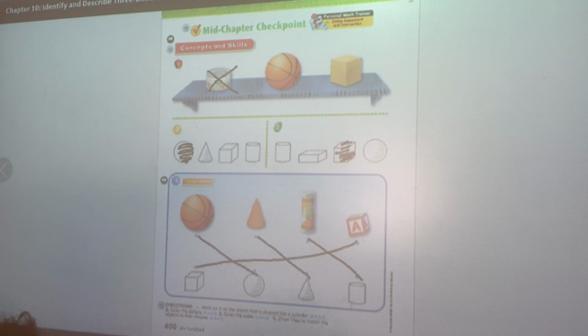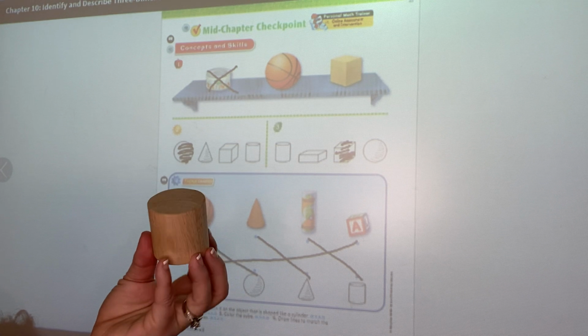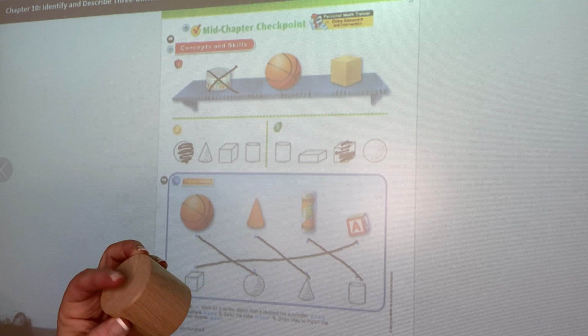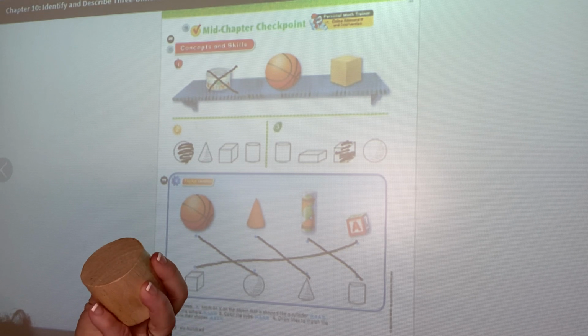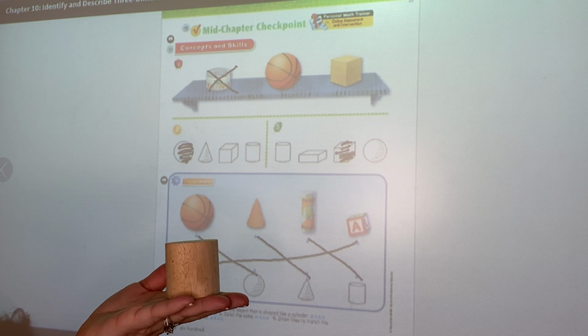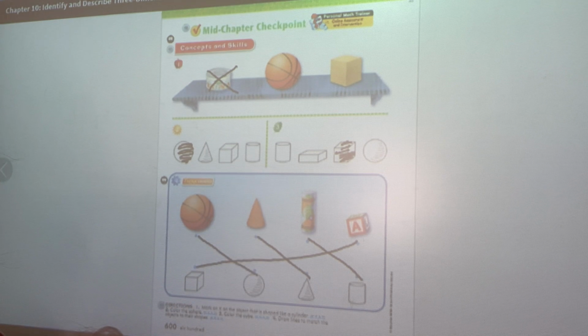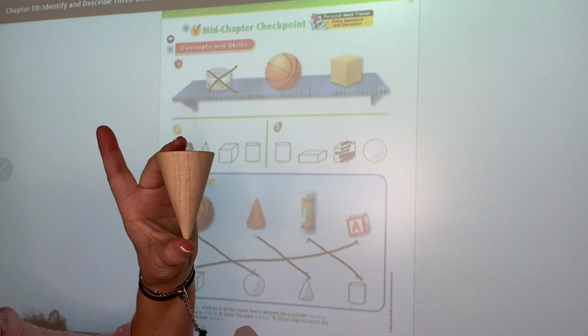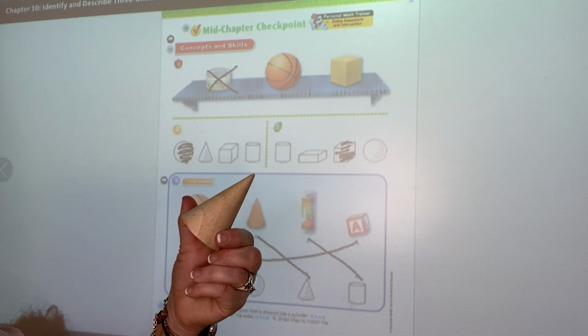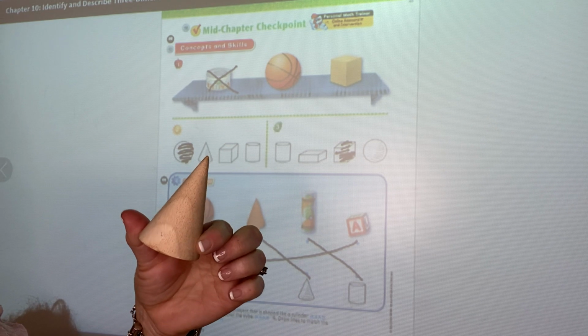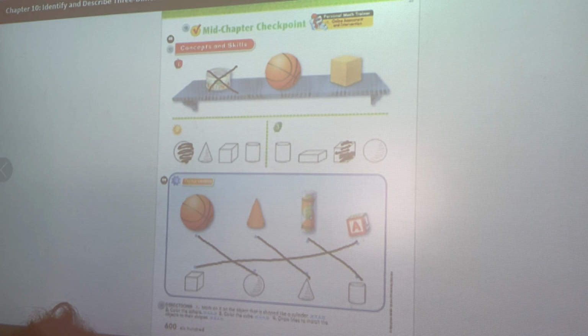And how about the one that looks like a can? Do you remember the 2 flat sides and a curved surface? It is a cylinder. And remember, cylinder starts with a C. That's kind of a tricky one. And the last one that we did today would be this one, a cone. I hope you're doing well identifying 3-dimensional shapes.